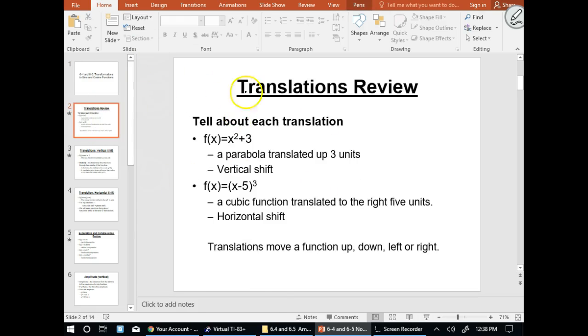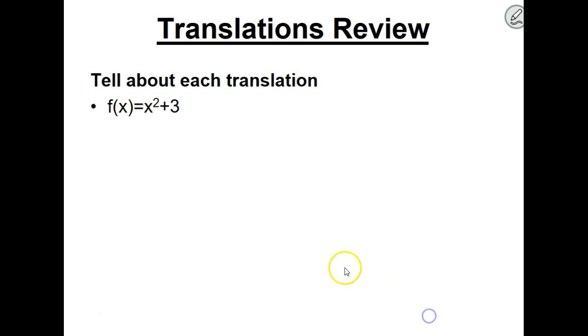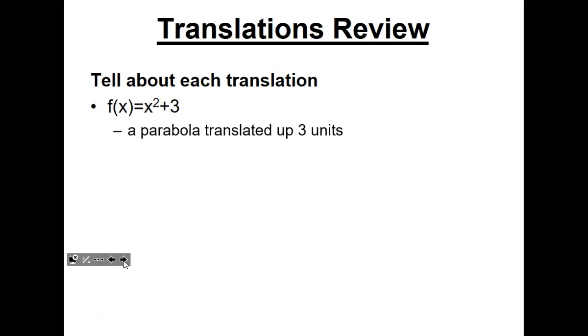And we're not going to do a ton of graphing by hand on these. Maybe a little, but mostly we're going to just look at explaining what happens to the graph. So if I had something like x squared plus 3, that is a parabola that's translated up 3. Right? That just moves it up 3. That is a vertical shift.